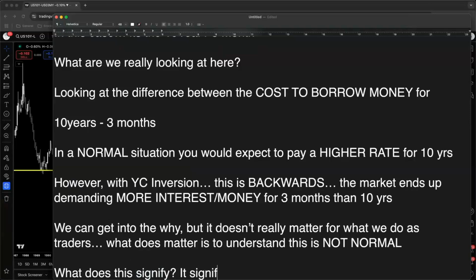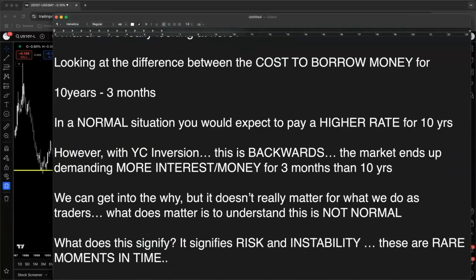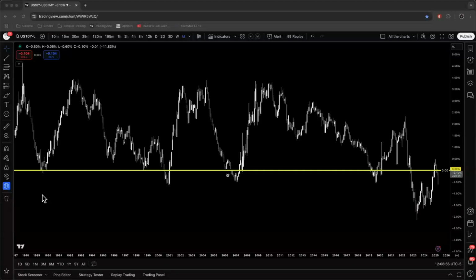It signifies risk and instability. These are rare moments in time. Okay. So that is our deep dive, if you will, into the yield curve, right? Now we are all yield curve experts insofar as we need to be.